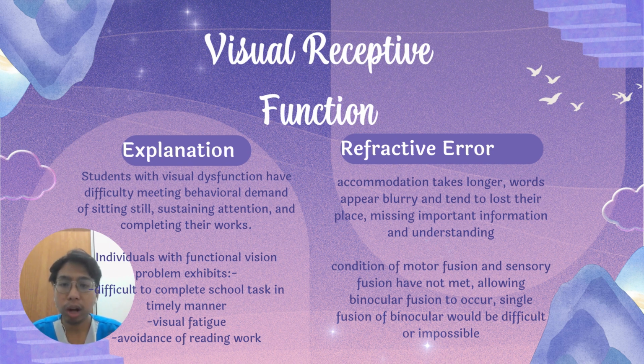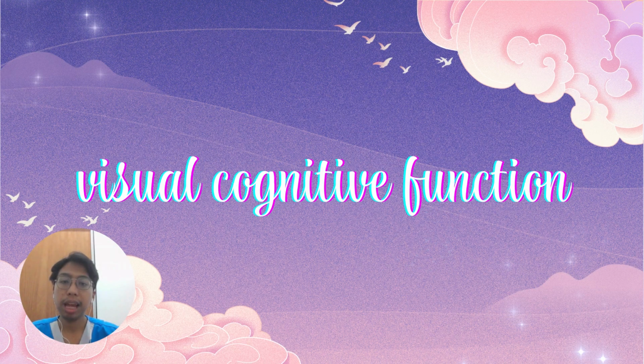And when motor fusion and sensory fusion are not met, it will be impossible to create one image from the fusion of binocular vision, as we have two eyes, right? This is called binocular fusion, bi meaning two. If they have a problem here, how can they make the image become one clear form instead of two images, one on the left and one on the right? So yeah, and then next we go with visual cognitive function.